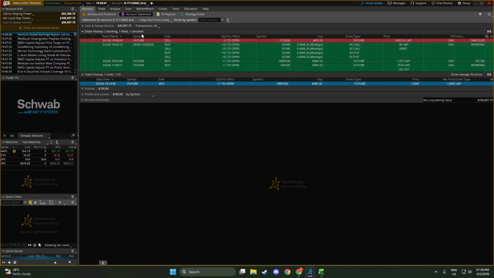Together, these two sections give you a complete picture of your activity on the platform, making it easier to review decisions, learn from past trades, and keep your records accurate.